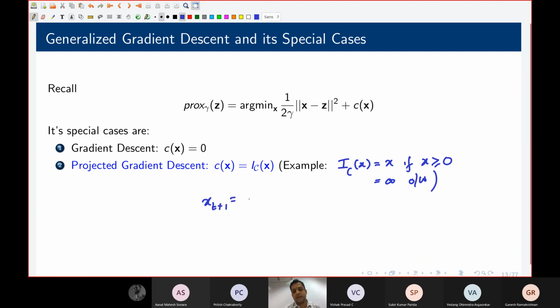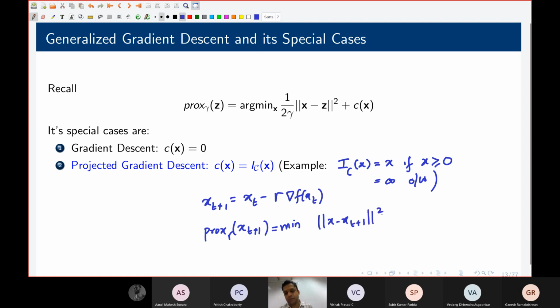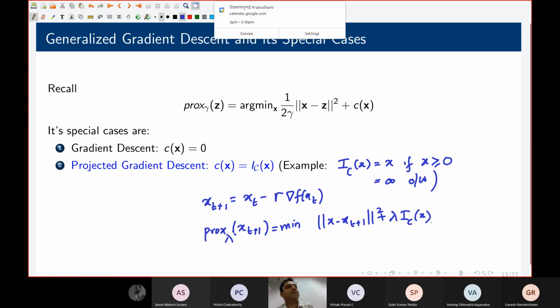I'll find x_{t+1} is x_t minus gamma times the gradient of f at x_t. That's what I would have done ordinarily, and then I'll need to do a prox step. Prox gamma of x_{t+1}, which minimizes the norm squared of x minus x_{t+1}, plus lambda times the indicator function. This particular I_C(x).